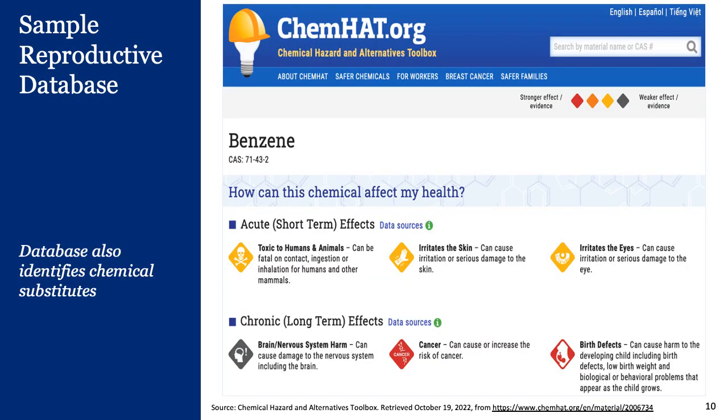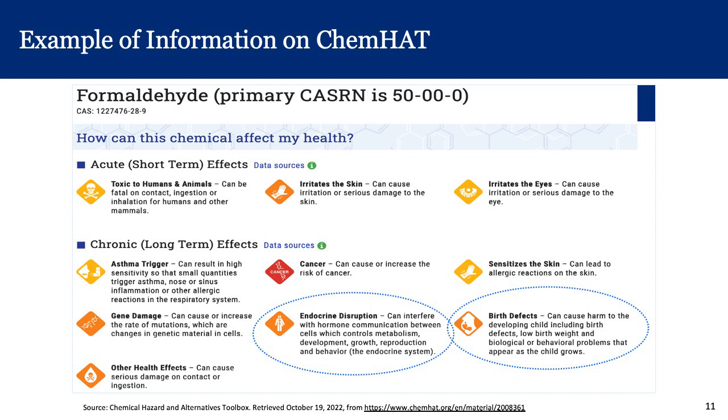Another resource that may be useful is using databases like ChemHat, or the Chemical Hazard and Alternatives Toolbox, which is an internet database that provides easy-to-use information on chemical safety and may be used to identify potentially safer alternatives or substitutes. Here is a sample of the information available on ChemHat.